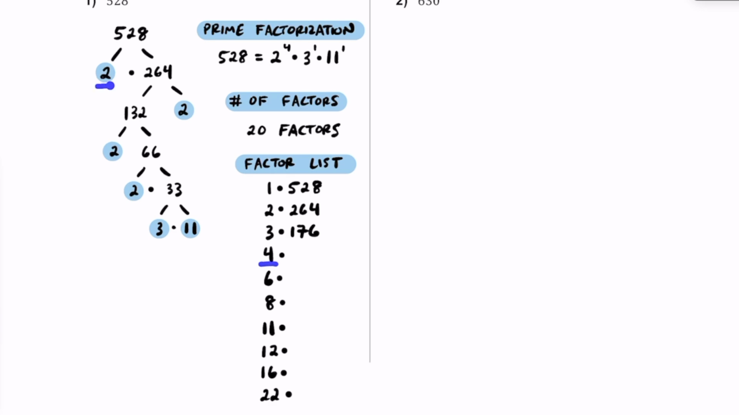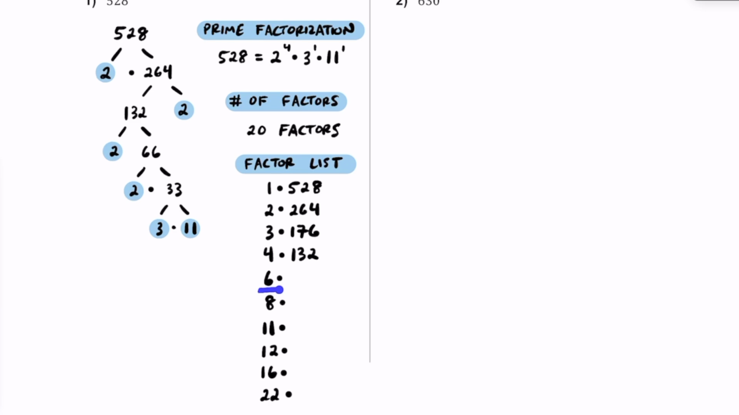Well, 4 comes from this 2 and the 2, right? So let's see what the rest of the numbers are going to multiply to get. 2 times 2 is going to be 4. 4 times 3 is 12. 12 times 11 is 132. So we're going to do 4 times 132. That'll get us to 528.